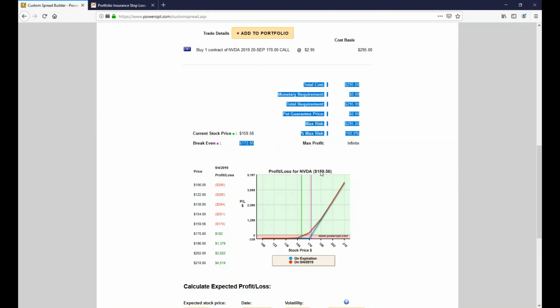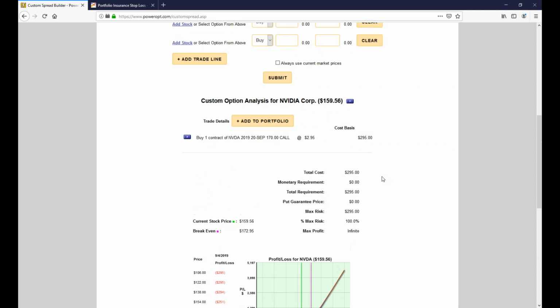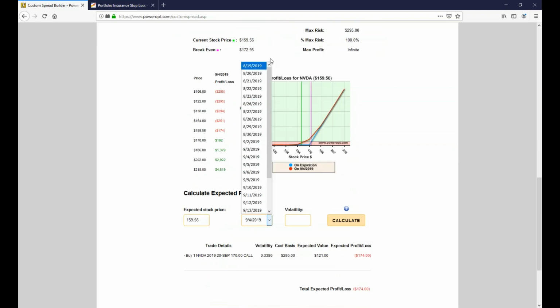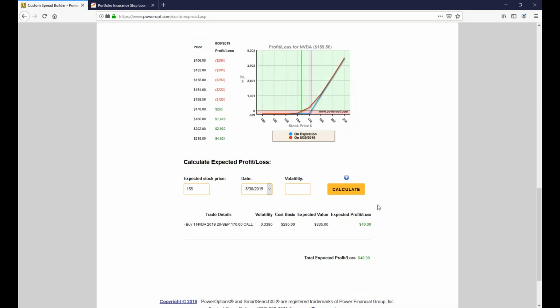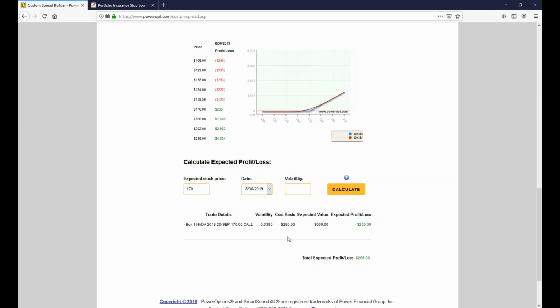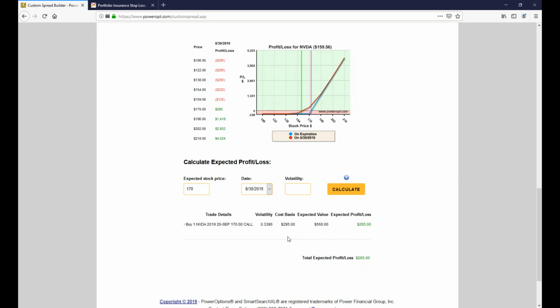Upper break even at expiration we know is 172.95. Now, again, we're buying 35 days out. Let's say in 10 days from now, 14 days, 2 weeks, let's give it 2 weeks, 8/30, that next expiration, the stock goes up to 165. We'd have a profit of $40. Okay, we've got some time decay there. The call goes up to 335. We expect it to go up to 170, right at the money, in the next 14 days. 11-point move, excuse me. So you're at a profit of 265. Option would go up to 560.